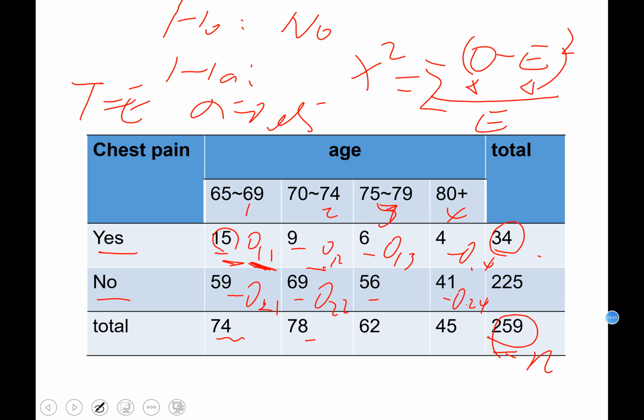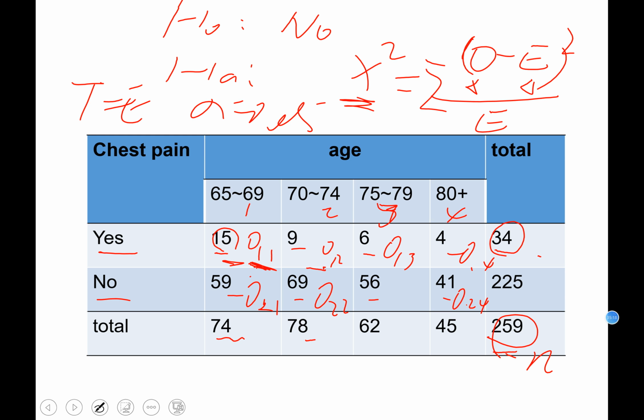And the next one, we need to calculate the difference between O and its corresponding E in each cell, and then square, and then divide by its corresponding E, and then calculate the summation. That means sum it up. So the summation is the chi-square value.